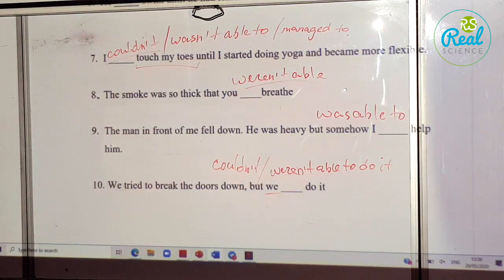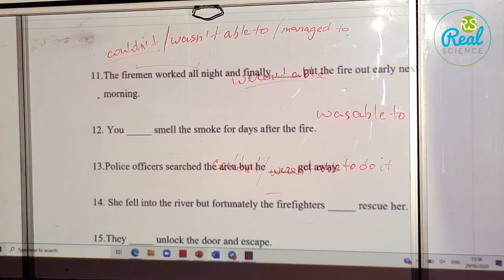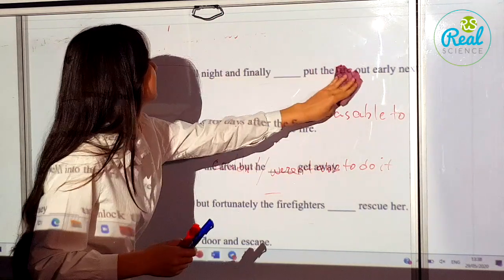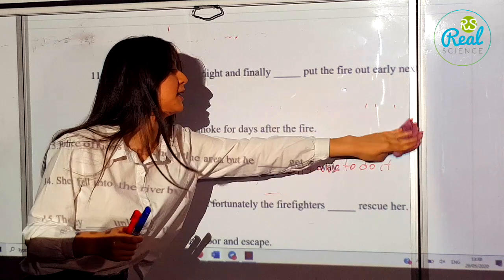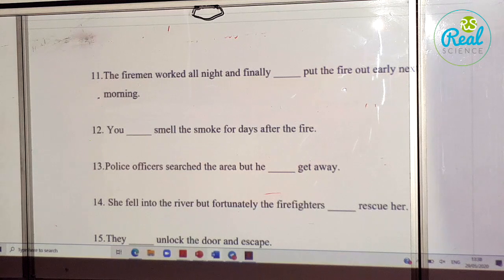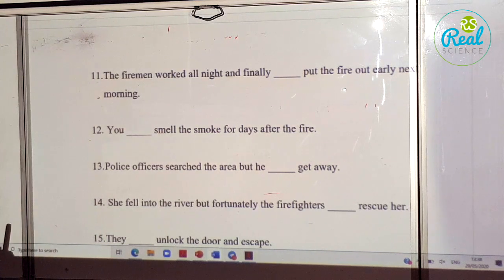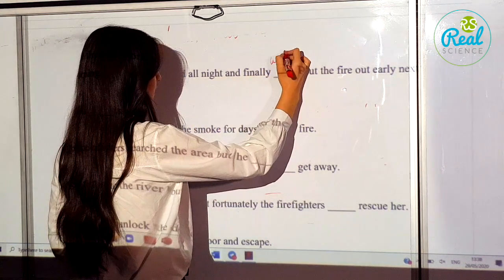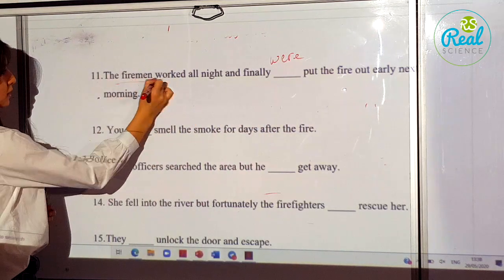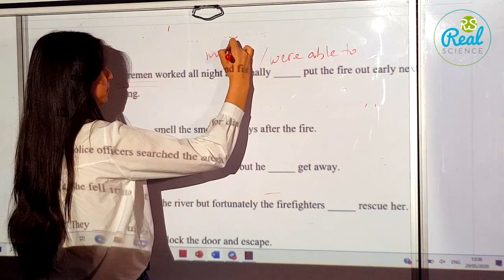Okay, so let's move. Eleventh. Who wants to read? I want. Okay, nice. "The fireman worked all night and finally could put the fire out early in the morning." Maybe finally managed to, was able to. Not was, were able to, because this is in the plural form. Were able to, and managed to. Yes, not could.